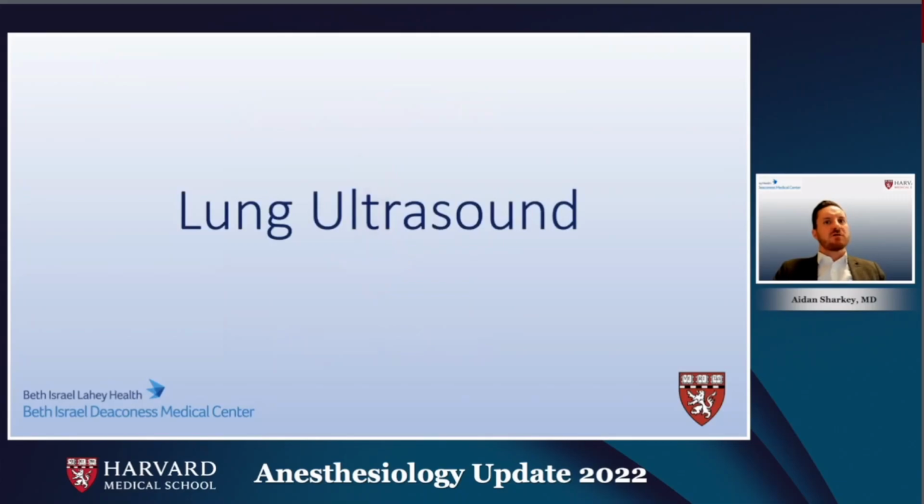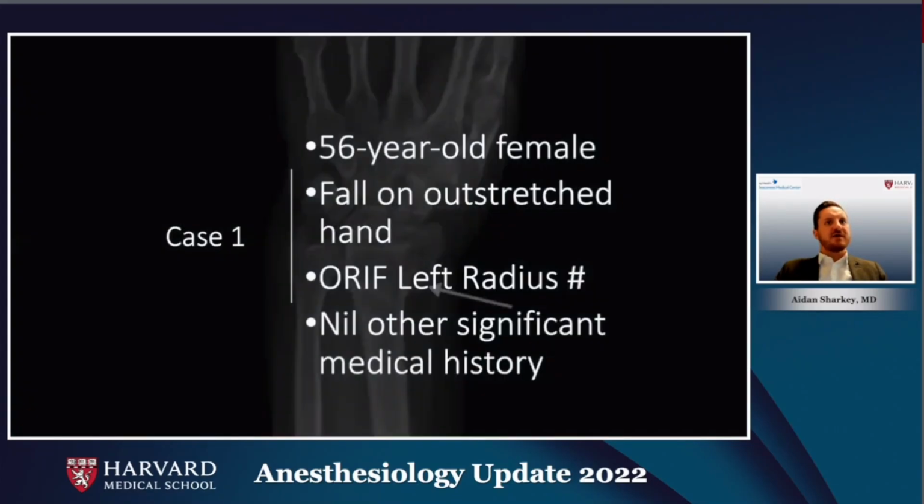Now let us move on to the first topic of this lecture, that is lung ultrasound. Again, I will discuss this topic by highlighting three case examples in which lung ultrasound was used clinically to diagnose and direct therapy. The first case is a 56-year-old female patient who sustained a left radial fracture after a fall on an outstretched hand. Other than her radial fracture, she had no other injuries and had no significant medical history of note.